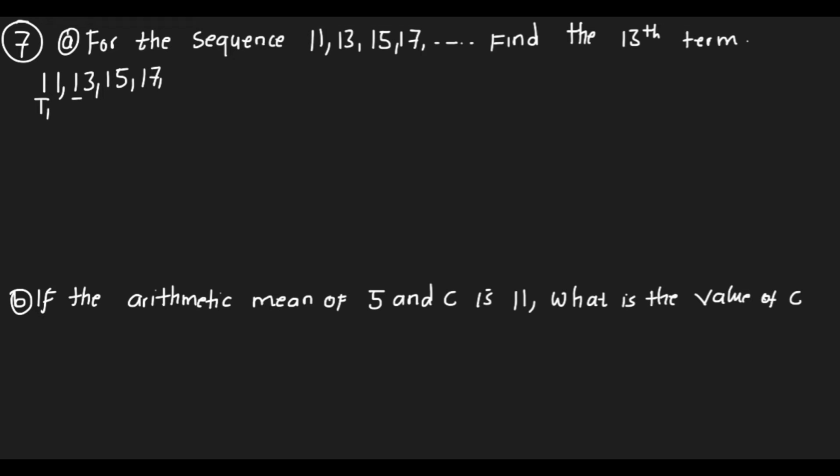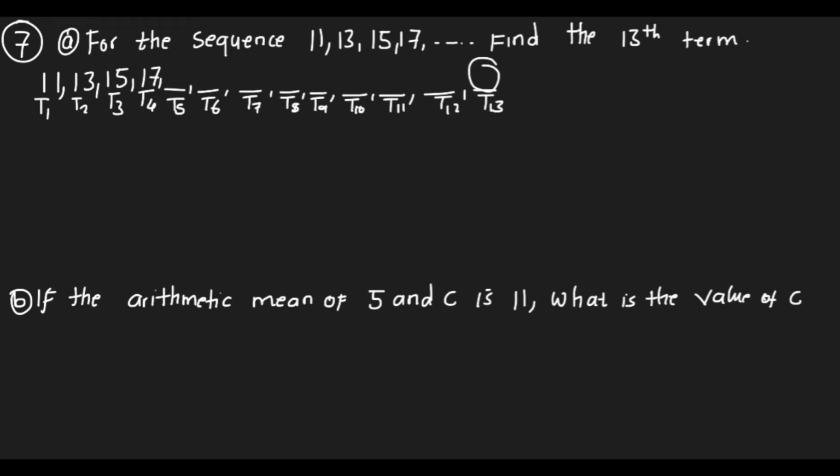So we have first term, second, third, fourth, we have the fifth, sixth, seventh, eighth, ninth, then 10th, 11th, 12th, 13th. So we want the number at this position. So let's find the common difference.